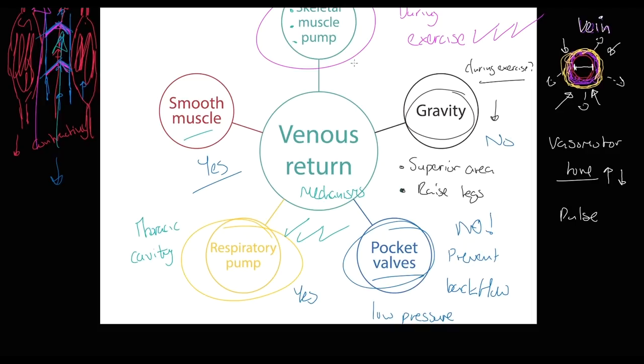Does skeletal muscle pump change during exercise? Yes. I'm not totally sure what's beeping here on my machine.